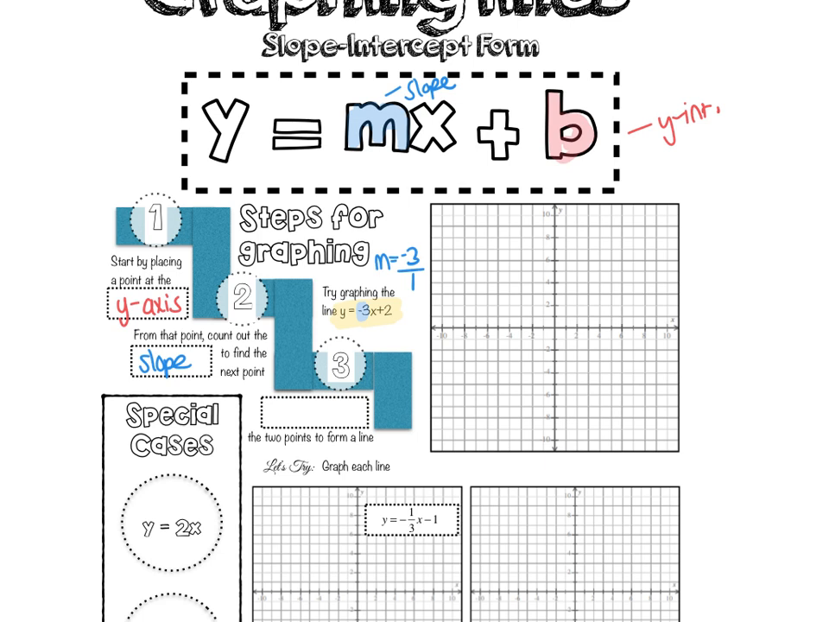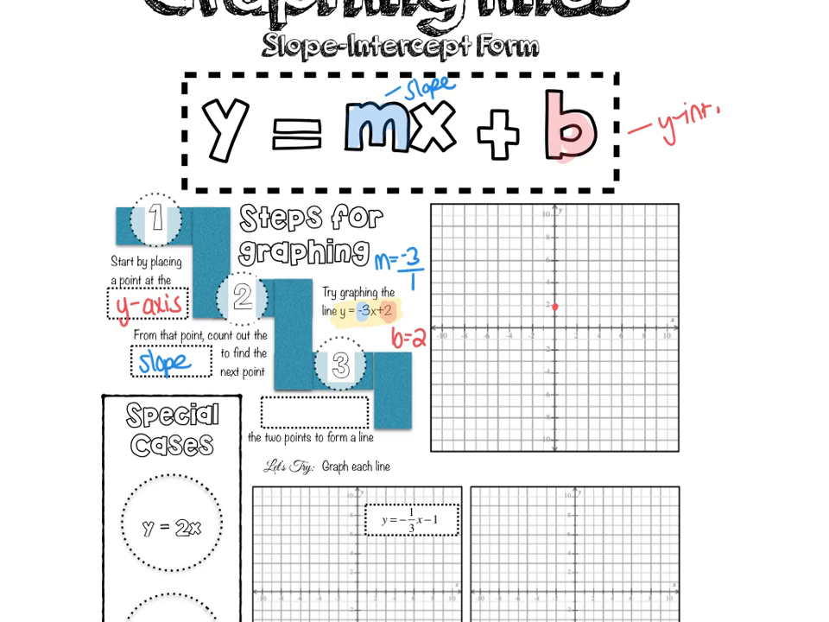Remember, we always want slopes to be fractions because it's rise over run. So if it's a whole number, put it over 1. And then our b in this equation happens to be 2. So our y-intercept here, or our b here, is 2. So my first step is to start by placing that b on the y-axis. So I'm going to plot 2 right on the y-axis.